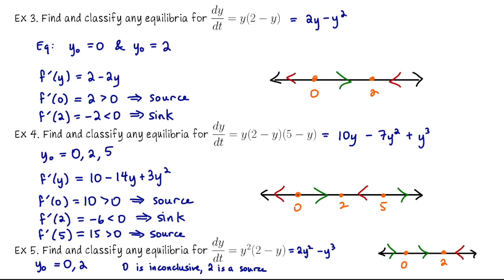So you can see that the test was inconclusive around 0 because 0 is neither a sink nor a source, it's a node. If you were at 0 and you got bumped a little bit to the left, you would go back to 0. But if you got bumped a little bit to the right, you would completely leave 0 and go to 2. So that's one way that the test can fail, because you're detecting one of these other types of situations, which is neither a sink nor a source.